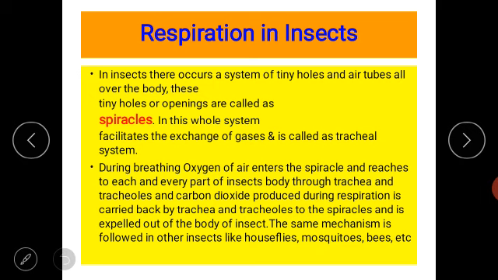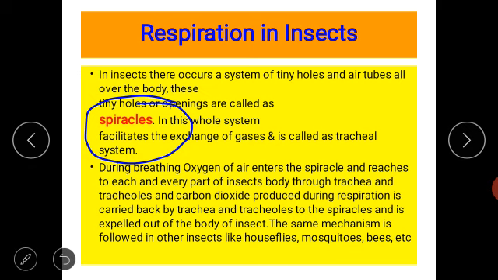Next, respiration in insects. In insects, as I said, the tracheal system is present, and tracheae are attached to the tracheoles, meaning the branches of the trachea, and these tracheoles are attached to the holes on either side of the insect, that is left and right side of the insect, and those holes are called spiracles. So exchange of gases occurs through these spiracles.